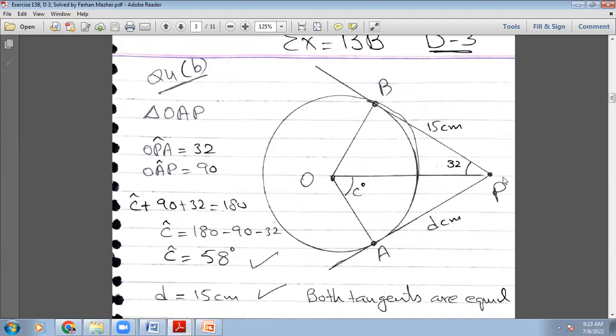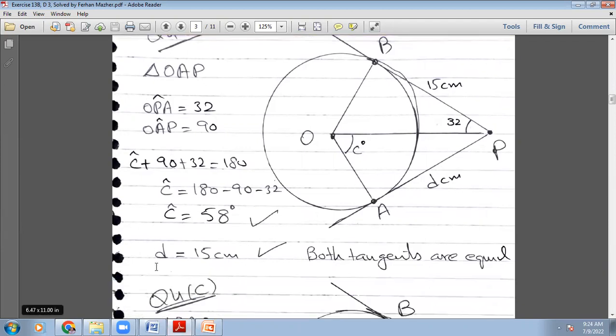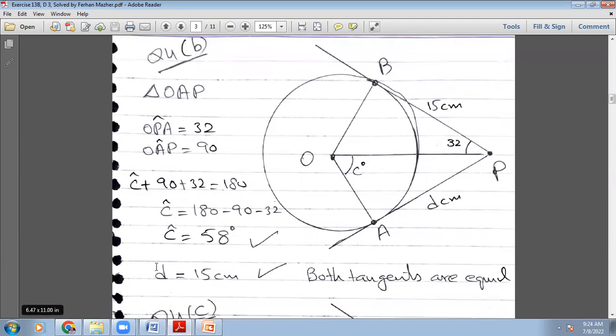AP is the length of the tangent. That will be equal to the length of the tangent BP, which is 15. Both the tangents are supposed to be equal. So my dear student, this is how you will do question number 4, and its B part. I hope you understand.